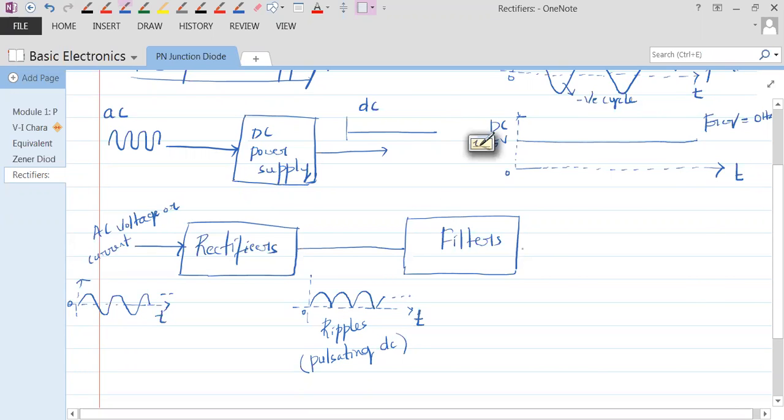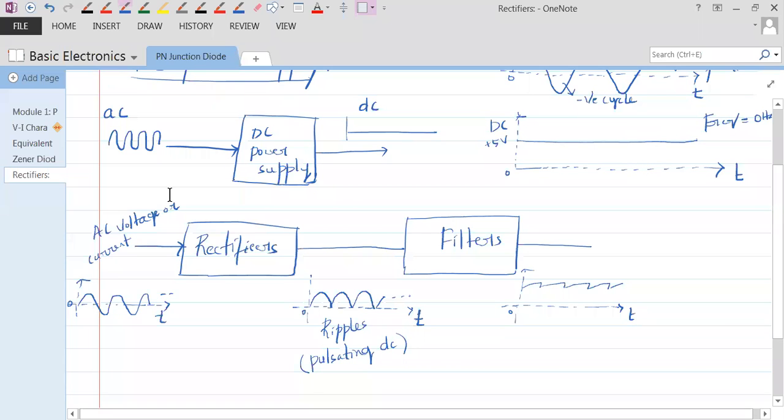Okay. So when we use filters, the output of filter would now look like this. Everybody just watch. This is T. The output of the filter would look like this. What's happening? Which is nearer to DC? The output of rectifier or output of filter? Anybody? Filters. Yeah, the output of filter is nearer to DC. That means we are improvising now. This is my aim.